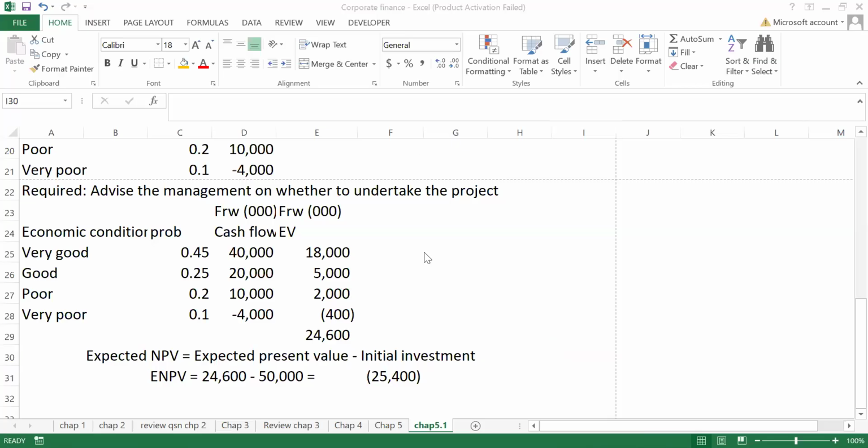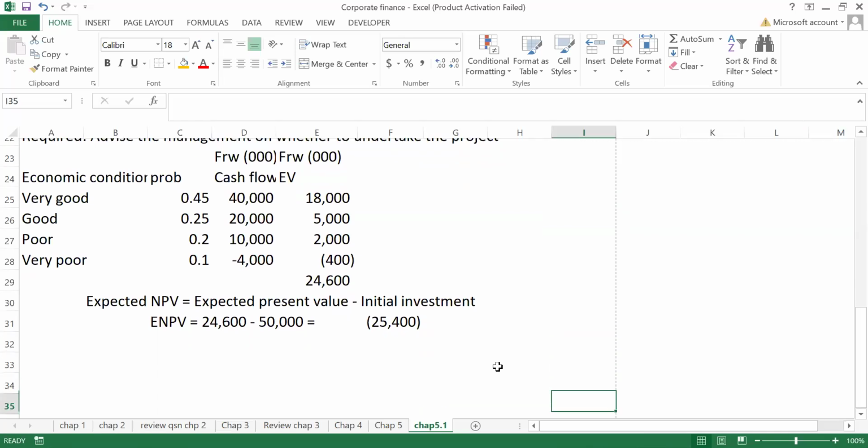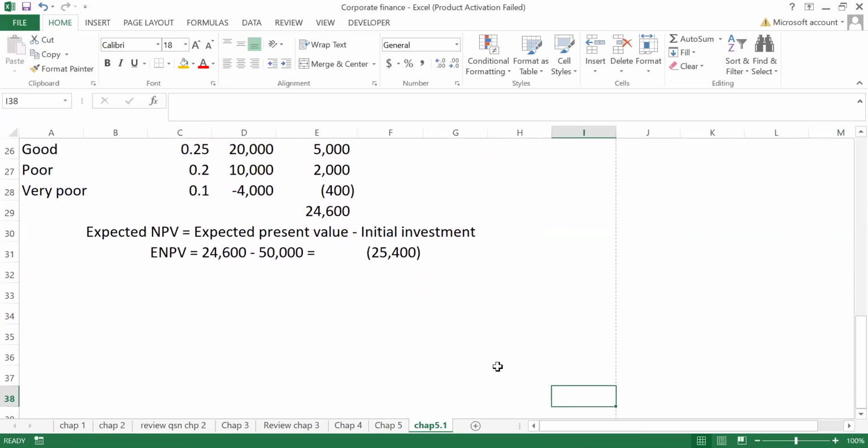So that is how you are going to determine the expected present value. Just get your cash flow, multiply by the probability. Now, the challenge on this is when you have more than 1 year. I think you have looked at that.